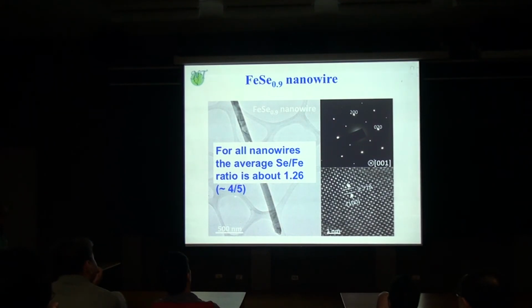I'm sorry, this should be checked. This is 5 to 4, not 4 to 5, because the selenium to iron ratio we found is all close to 1.26 or 1.25, which is 5:4. If you remember, previously I showed you the potassium one, the 2,4,5, and now we have a 4,5 without potassium. That's just iron 4, selenium 5. It should be 5 divided by 4. So we have iron 4, selenium 5 in this nanowire instead of 1 to 1.